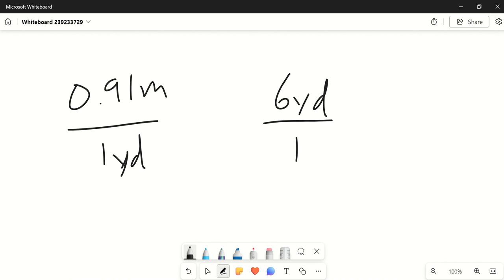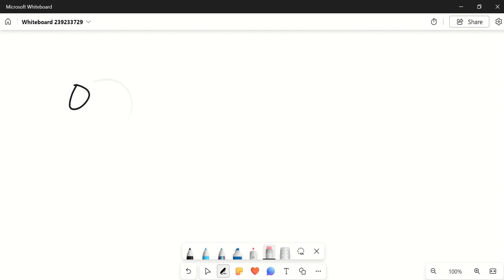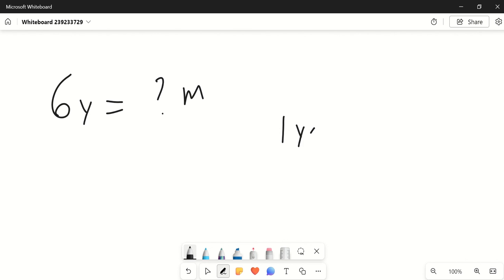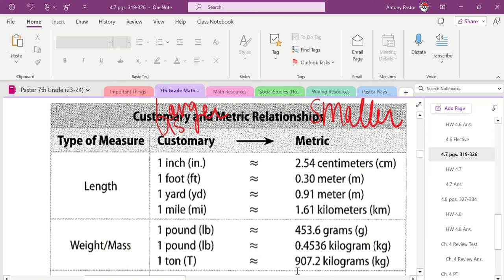0.91 meters. And remember, we're trying to figure out how many meters 6 yards would be. And this is how I would set this up. So again, the question asks, 6 yards would equal how many meters? We know that 1 yard is approximately 0.91 meters, if I remembered that correctly.